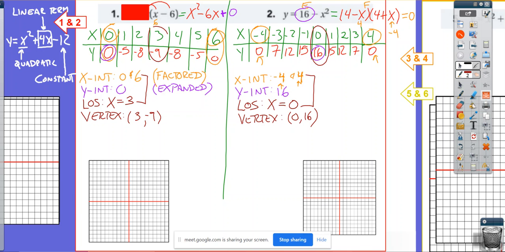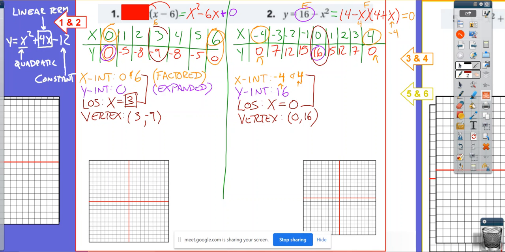So, 0 plus 6 is 6, divided by 2 is 3. -4 plus 4 is 0, 0 divided by 2 is 0. That's it. So then all you have to do is take this value and plug it into your equation and you'll get the y value. That's all you got to do, just like the table.